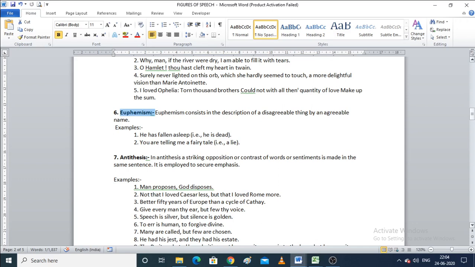Anti means, you know what anti is? Opposition, right? Now example one: "Man proposes, God disposes." See? The opposition comes in the same sentence, right? So this is what we're talking about. "Not that I loved Caesar less, but that I loved Rome more," right?